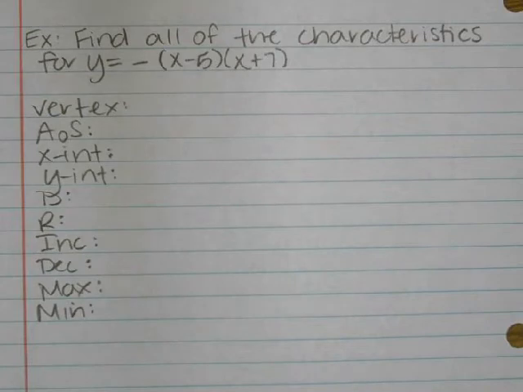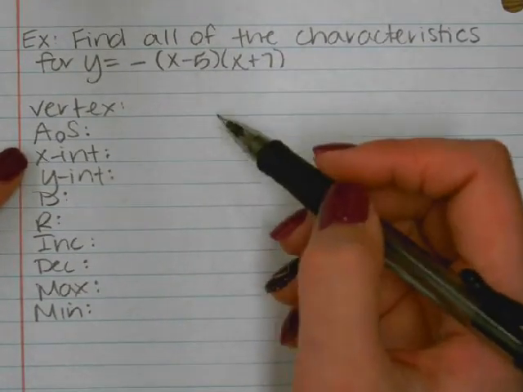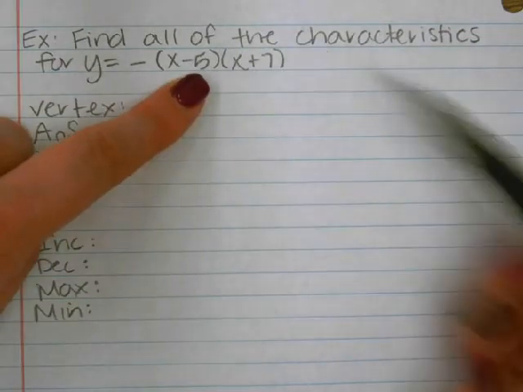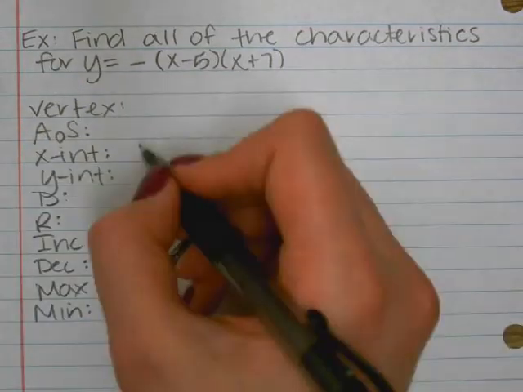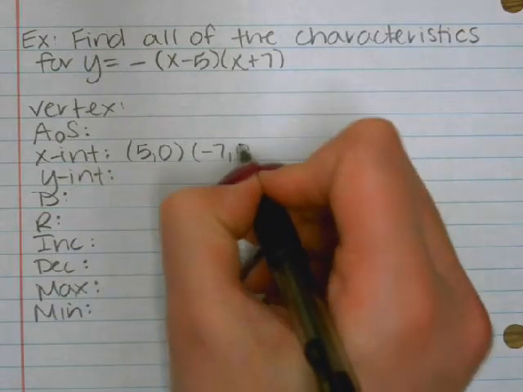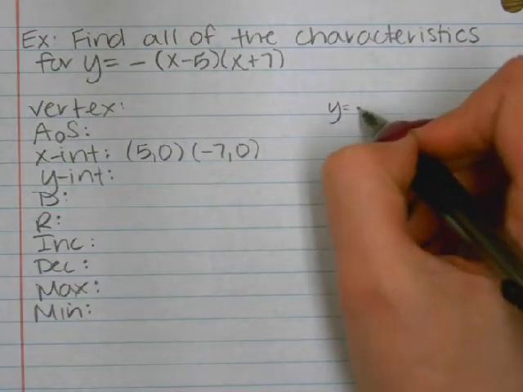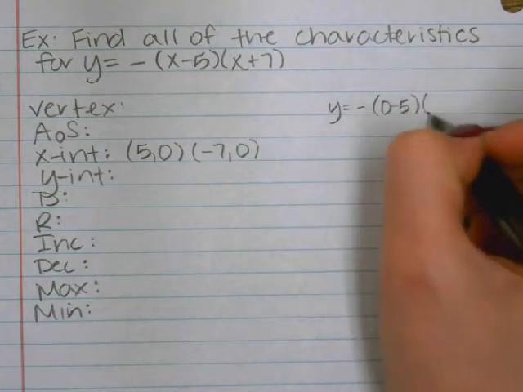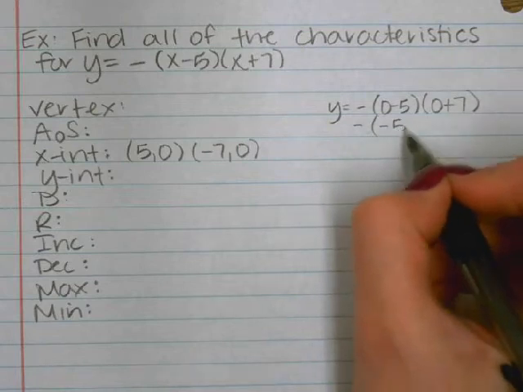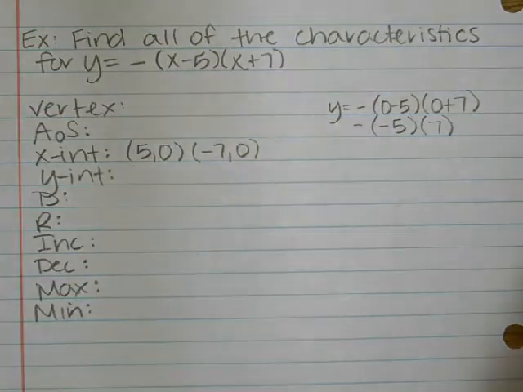I think that's everything. All right, so I'm going to start with my x-intercept because those are the easiest to find from intercept form. So my x-intercepts are +5 and -7. For my y-intercept, I just have to plug in 0. So 0 minus 5, 0 plus 7. So that gives me negative 5 times 7. So that's -35.